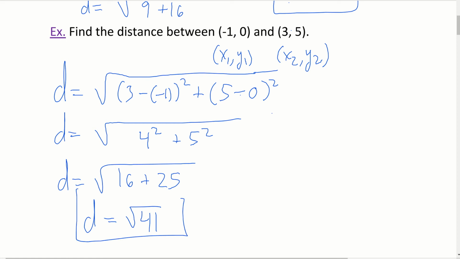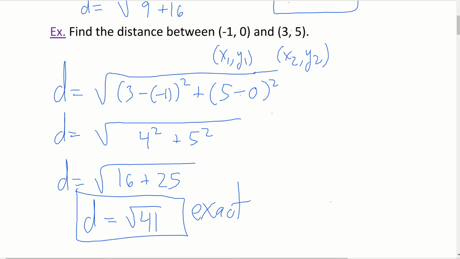And this would be our exact answer. It's exact because 41 is not a perfect square, nor is 41 divisible by a perfect square, where there would be any potential ability to simplify or reduce that radical. So that would be the exact answer.